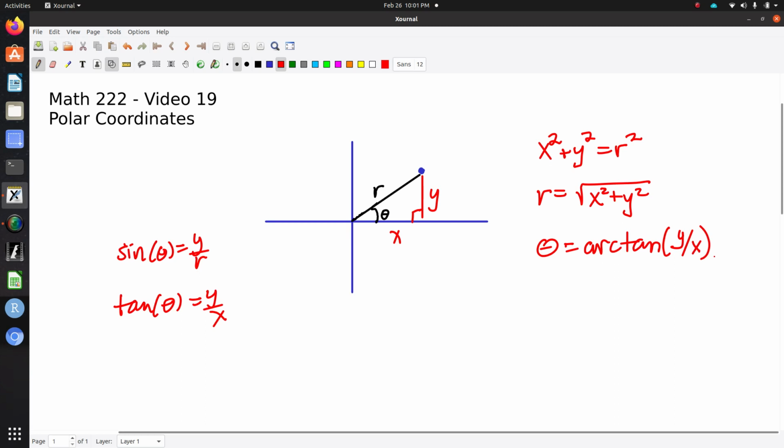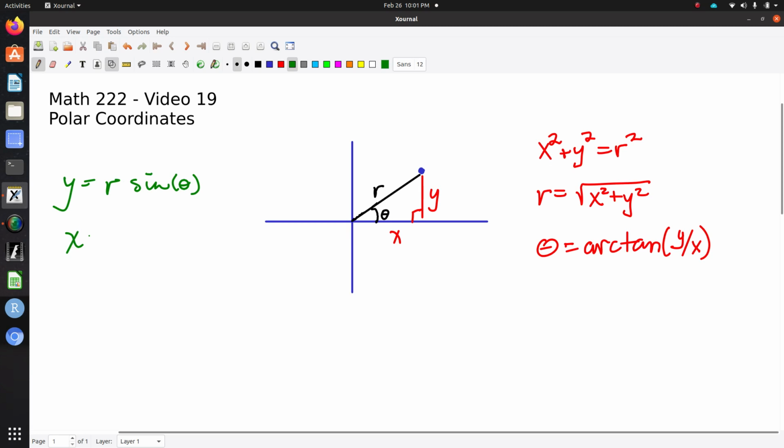So therefore you have r as a function of x and y and theta as a function of x and y. And I guess we probably need x and y as a function of theta and r as well. So let me just change colors for that. Let's see, x would have to be what? R times cosine of theta would have to give us x, right? Because y over r is sine of theta, and x over r is cosine of theta. So together with these two formulas and these two formulas, then you can do the conversions that you need to do.